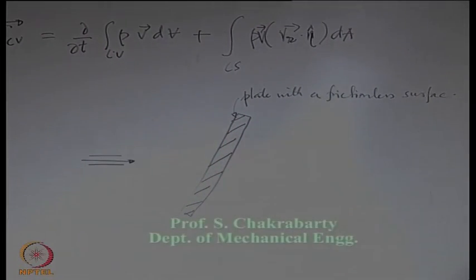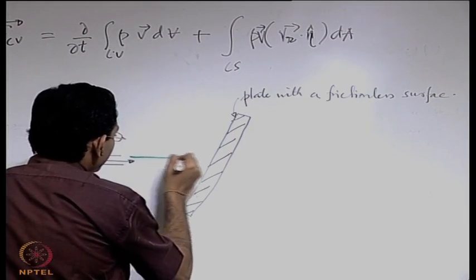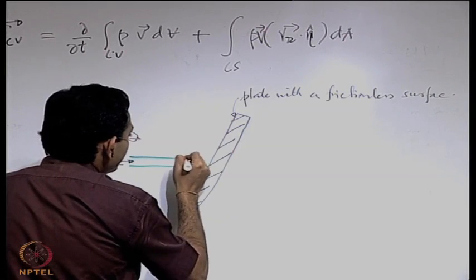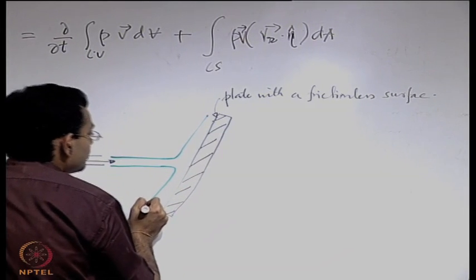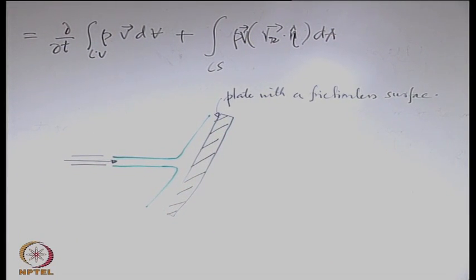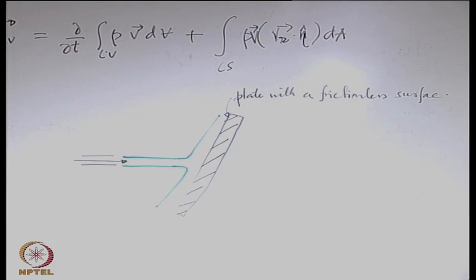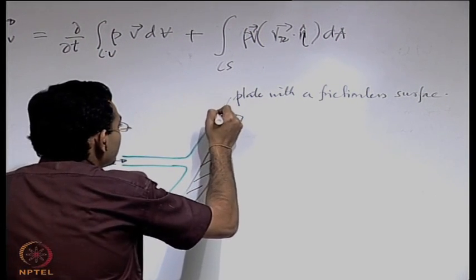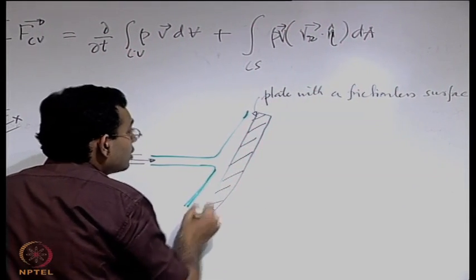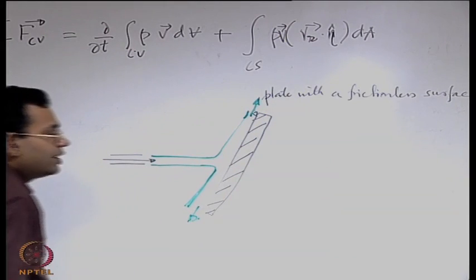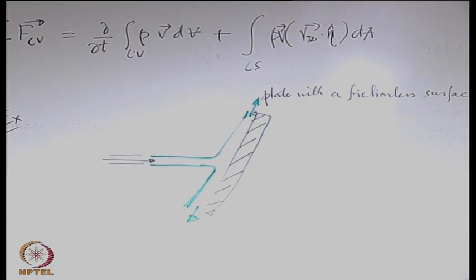So what happens to the water? The extreme streamlines come like that, and water leaves across the ends of the plate in this way.